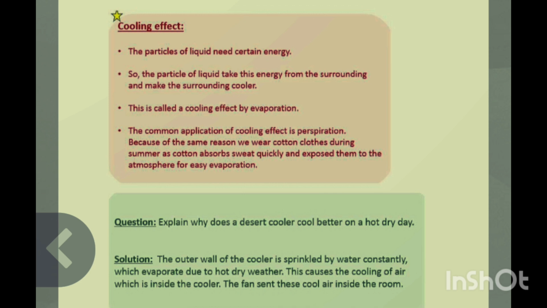There is one more question here. Explain why a desert cooler cools better on a hot dry day. The reason is that the outer wall of the cooler is constantly sprinkled with water, which evaporates due to the hot dry weather. This cools the air inside the cooler. The fan sends this cool air into the room. In this way, the desert cooler cools better on hot dry days.